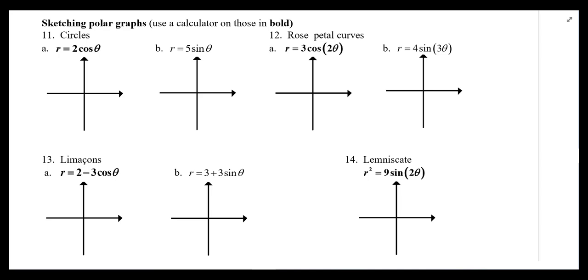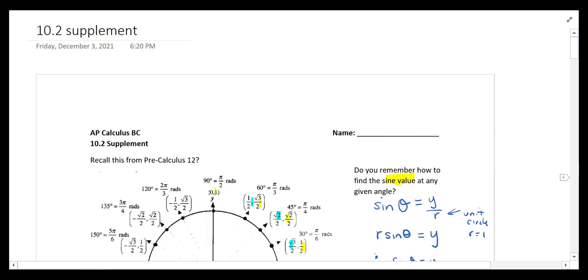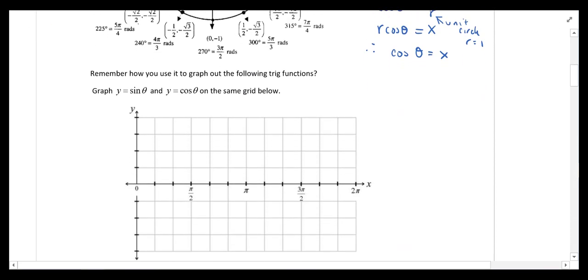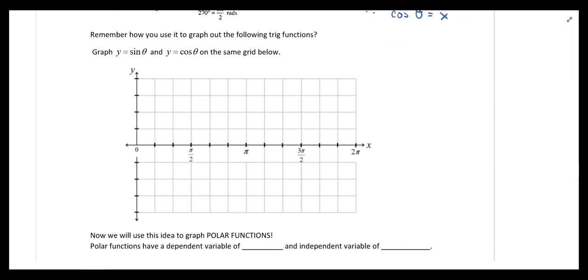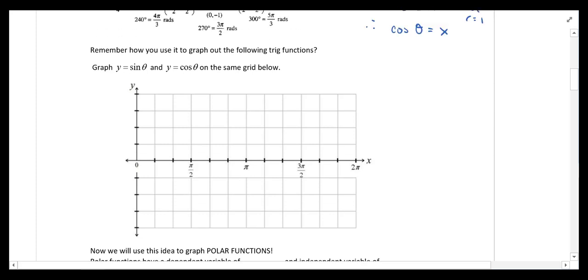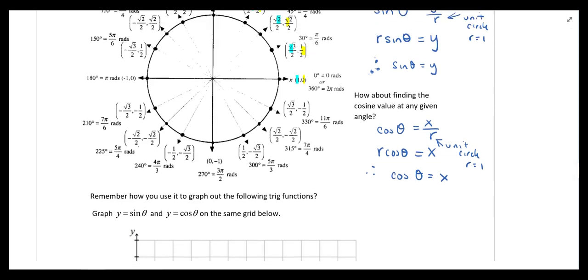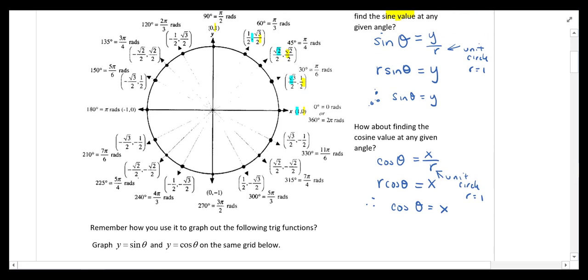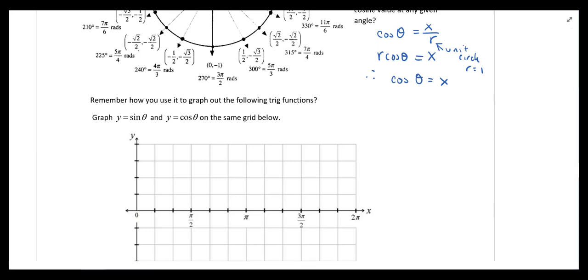To help you with this, if you are in my class, turn to the supplemental notes again. We'll continue on because I only did the first part with you. But now I really want you to recall how to graph or sketch the basic graphs of sine and cosine on this grid. I hope you remember that the sine values are the y values. So I'm just looking at these highlighted y values: 0, 1/2, root 2 over 2, root 3 over 2, and 1. Notice that goes from 0 to pi over 2.